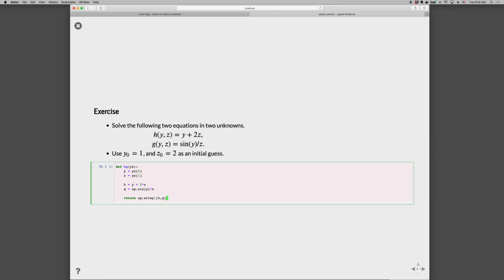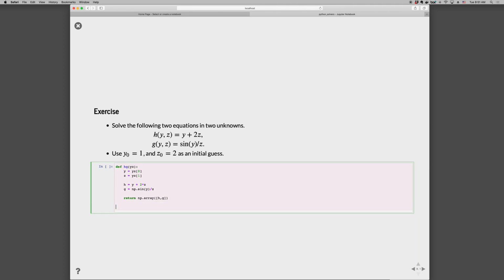So I pass in an array of unknowns and recover them for convenience so that it's easier to write my two functions. And then I return an array of function values. And then fsolve is going to vary my array of unknowns so that this final array is 0, because that's what I want. I want h and g to be 0.